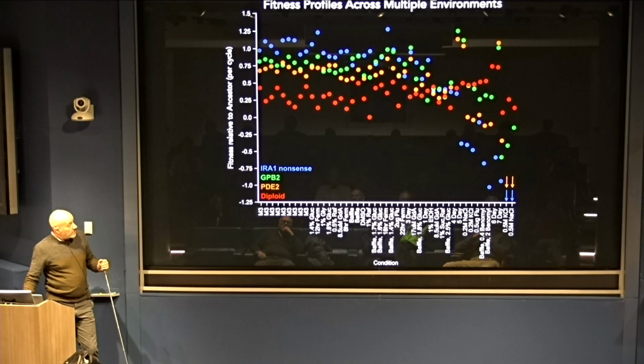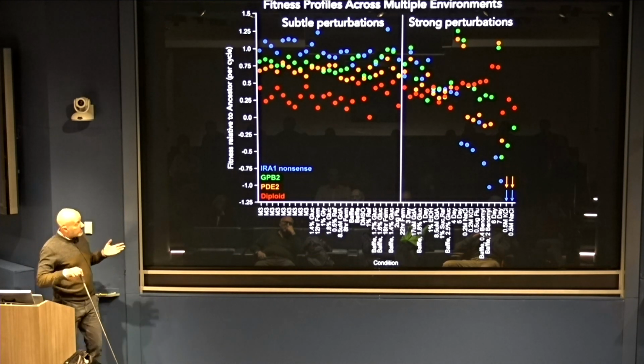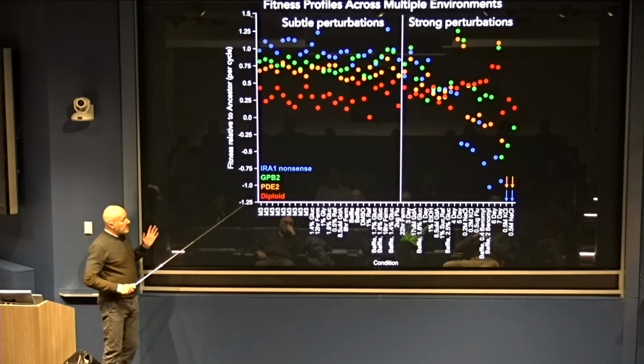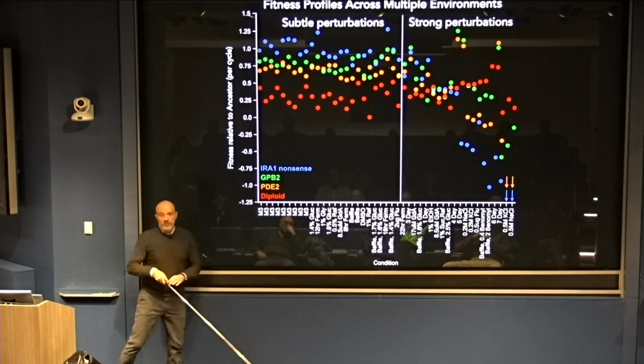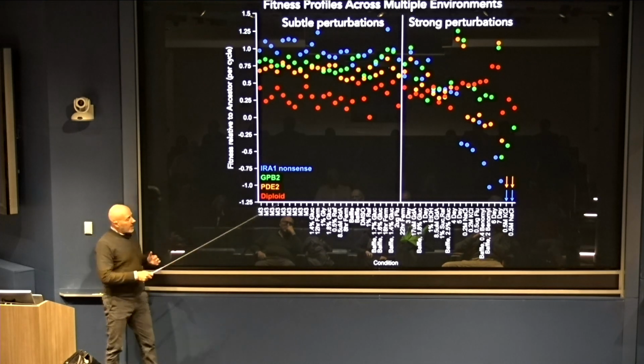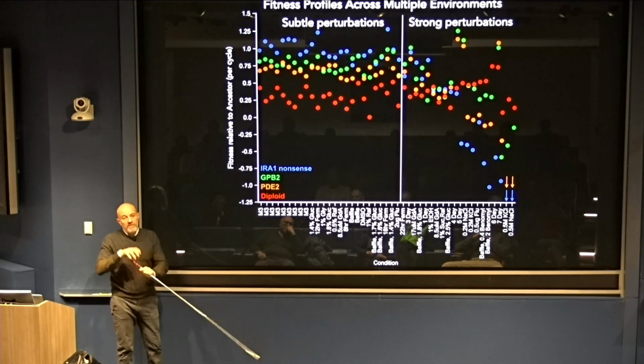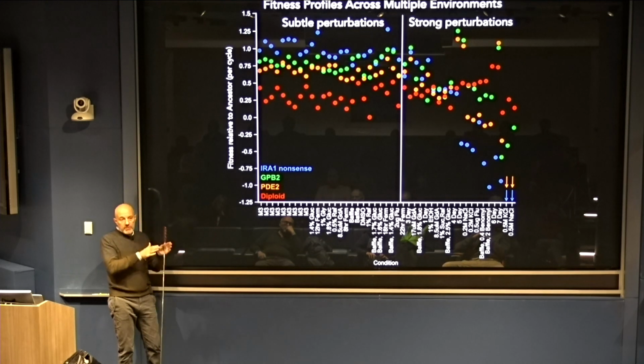So this is all the data. Again, we have 400 mutants, and we have all these profiles. What we do is split them into subtle perturbations and stark perturbations. Subtle perturbations are the changes of the fitnesses that were within a standard deviation of the M3, so they're very similar to their evolving condition.